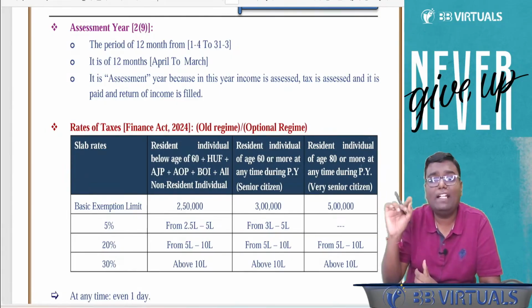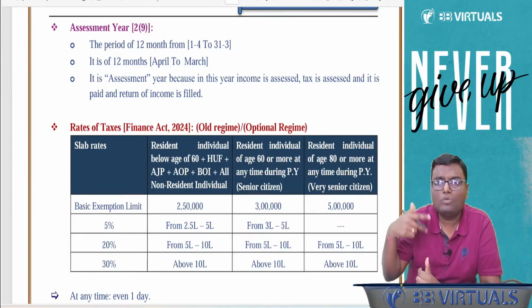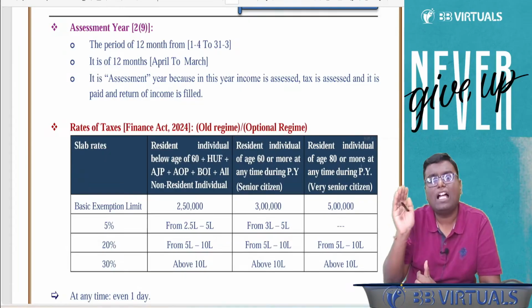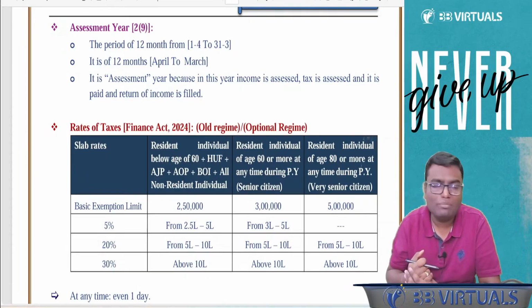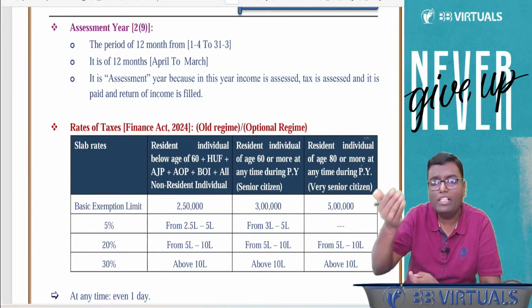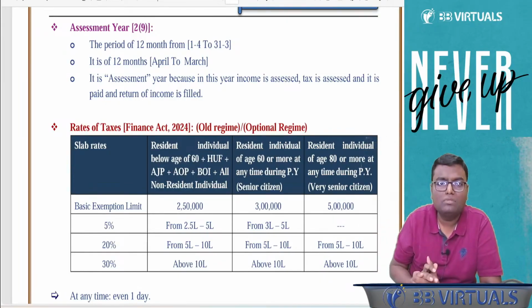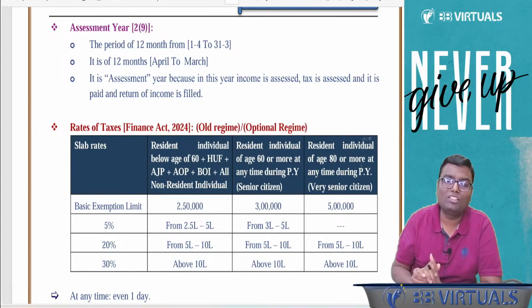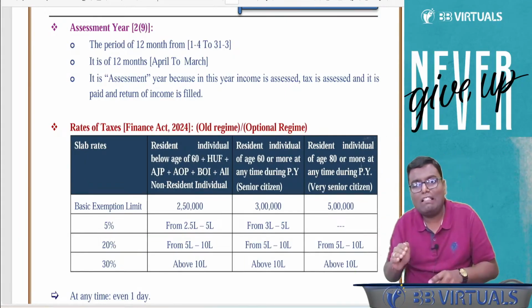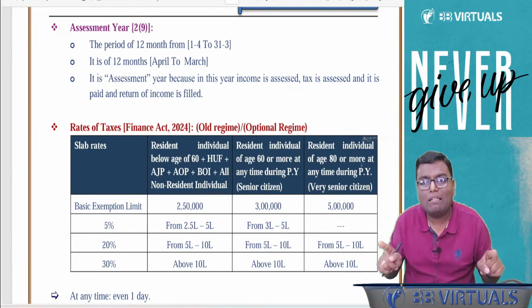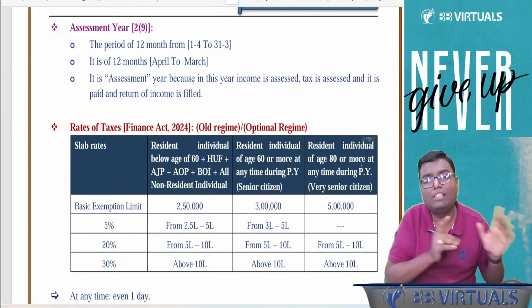The first definition was of person. Person has seven categories: individual, HUF, firm, company, AOP, BOI, local authority, and artificial juridical person, that is AJP. Then we saw that every inflow which you don't need to repay will become your income. Ultimately we pay tax on the word called income, not inflow. The income which is taxable is called taxable income, but the income on which no tax is applicable we call exempt income.